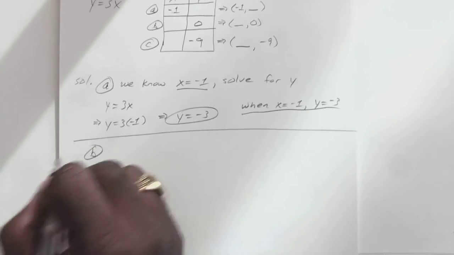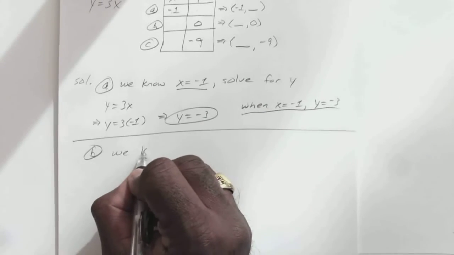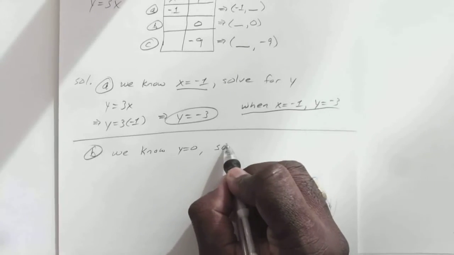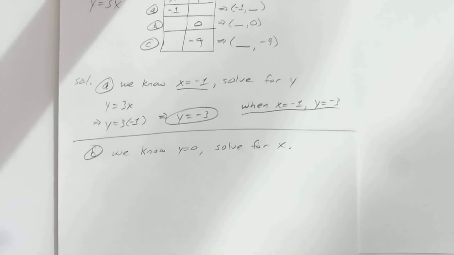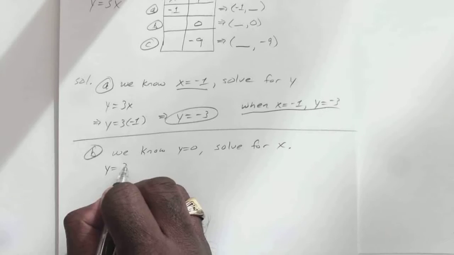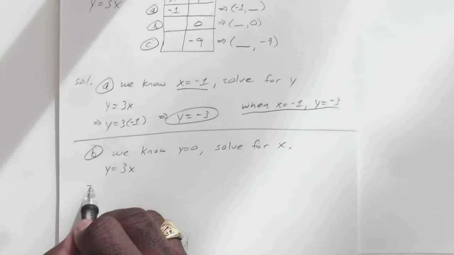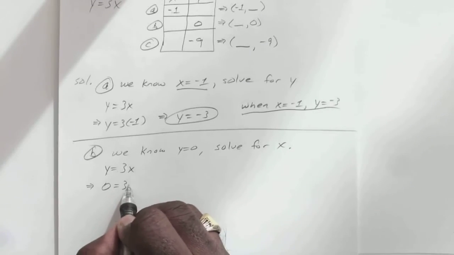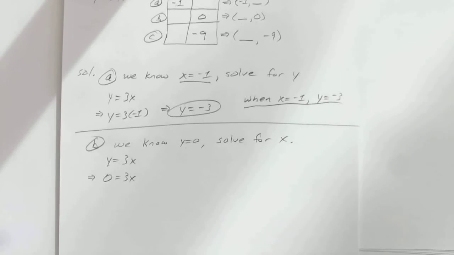Separate that a little bit. So for B, we have some unknown x and 0. Okay, so we know that y is equal to 0. So we just have to solve for x. Okay, so again, we know that y is equal to 3x. Since y is equal to 0, that becomes 0 equals 3x. Okay. So now we just have to solve for x, so we divide both sides by 3.